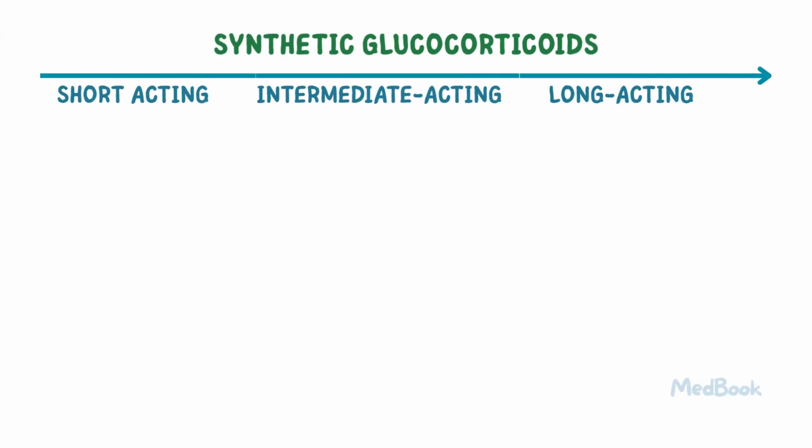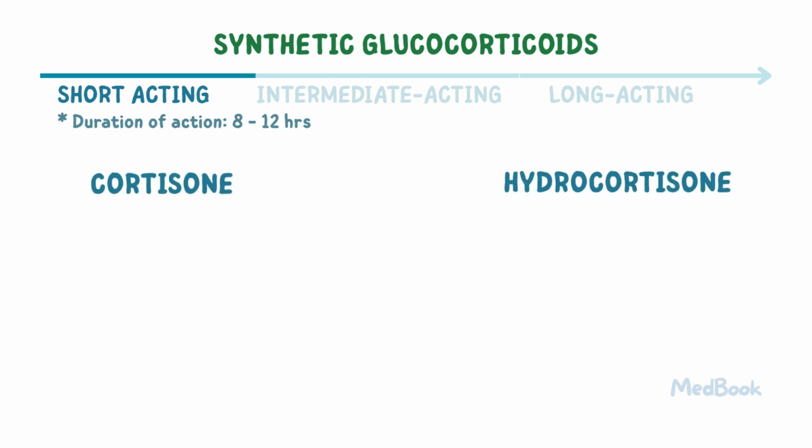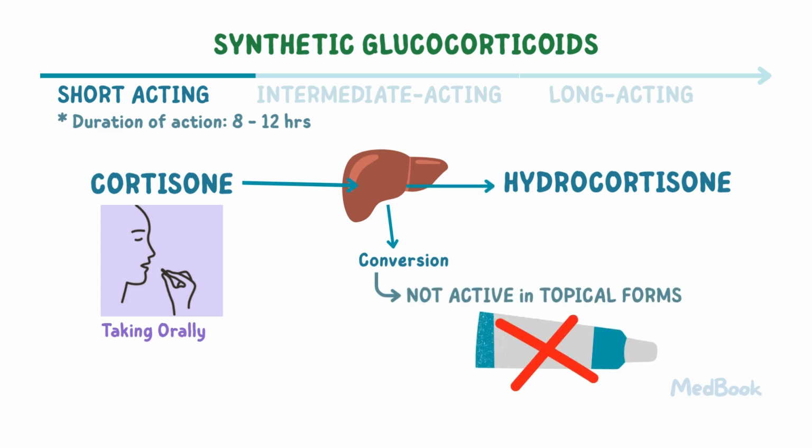Now, based on the duration of action, synthetic glucocorticoids can be classified into three groups. The first group includes short-acting glucocorticoids with duration of action of 8 to 12 hours. Cortisone and hydrocortisone fall under this group. Cortisone is taken orally and, in the liver, it requires conversion to hydrocortisone, therefore it is not active when used in topical forms.